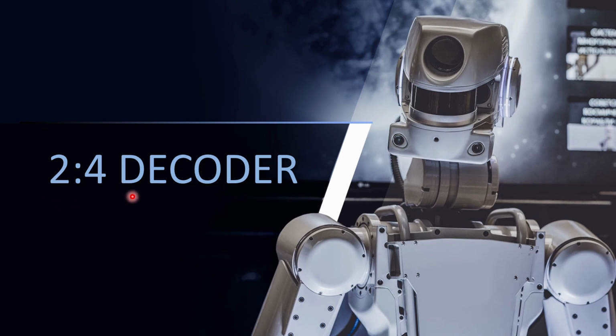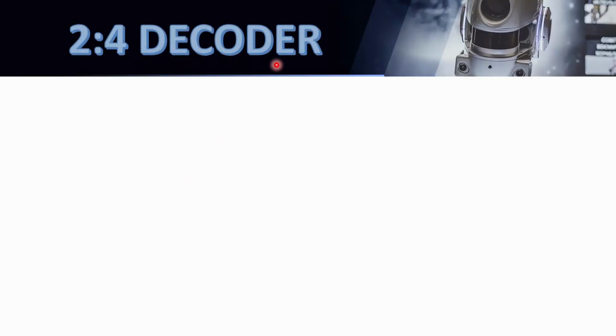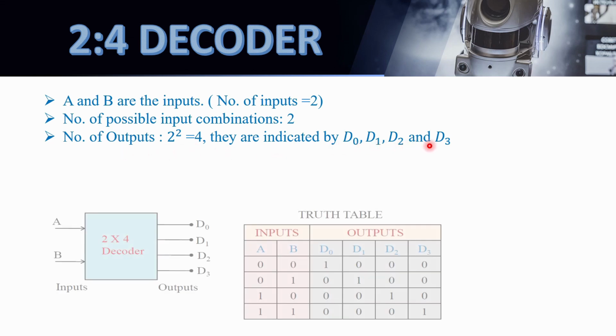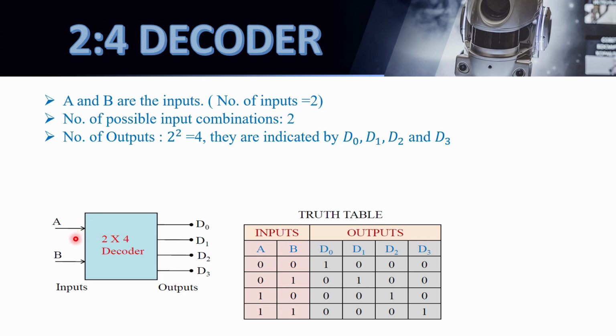Now let's see the 2:4 decoder circuit. As the name suggests, we have two inputs A and B. The number of input combinations is 4, and the outputs are given by the formula 2 power n. So 2 power 2 gives you 4, and they are indicated as D0, D1, D2 and D3. This is the block diagram of the 2:4 decoder circuit, with two inputs A and B and outputs D0, D1, D2 and D3.